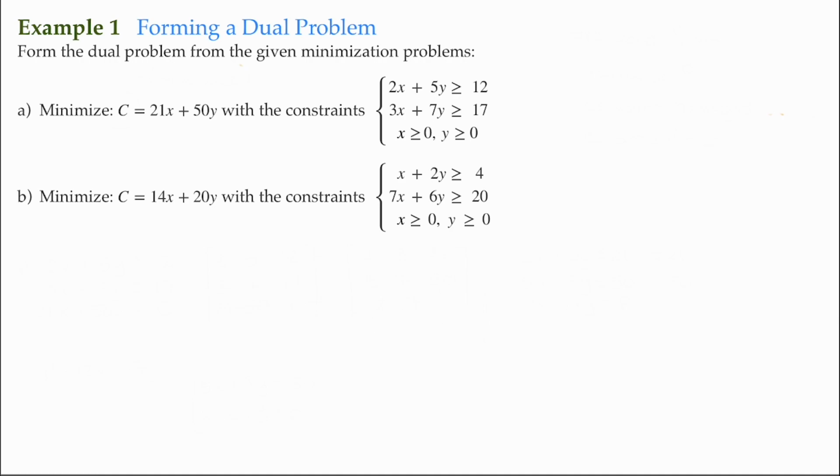In this example, we are going to form a dual problem from a primal problem. A primal problem is the linear programming problem that is presented to us that needs to be either maximized or minimized. Now recall that a linear programming problem in standard form has three unique characteristics. The first characteristic is it has an objective function that needs to be maximized.